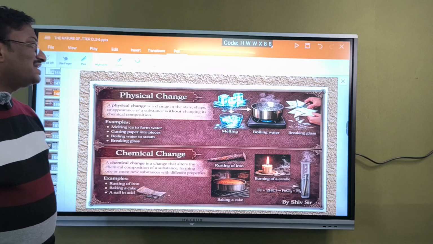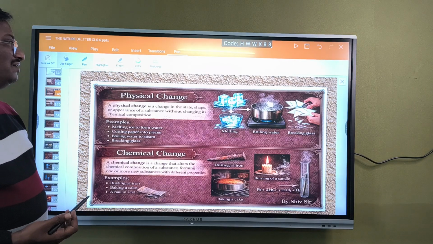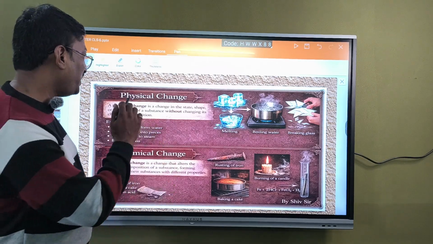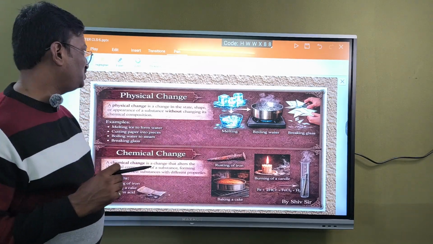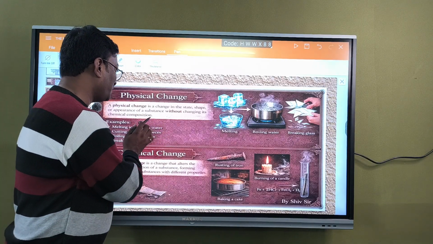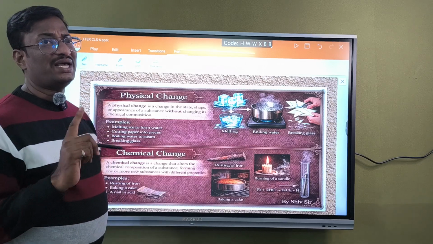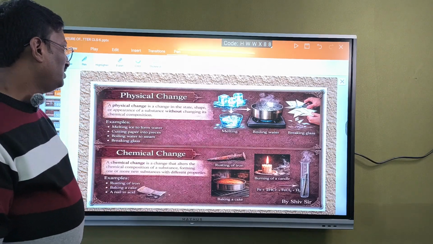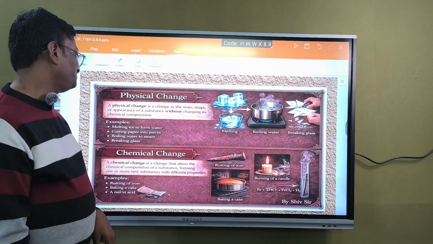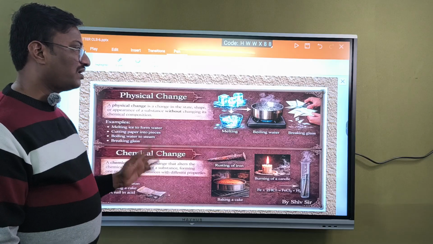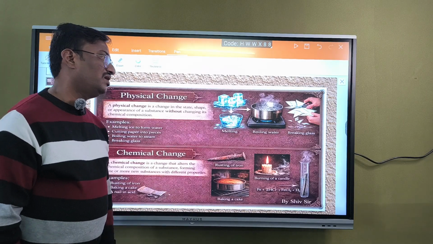Physical change. A physical change is a change in state, such as solid to liquid. Shape or appearance of the substance may change without changing the chemical composition. Chemical composition does not change there. For example, melting of ice to water, cutting of paper into pieces, boiling of water into steam, and breaking of a glass. These all come under physical changes.